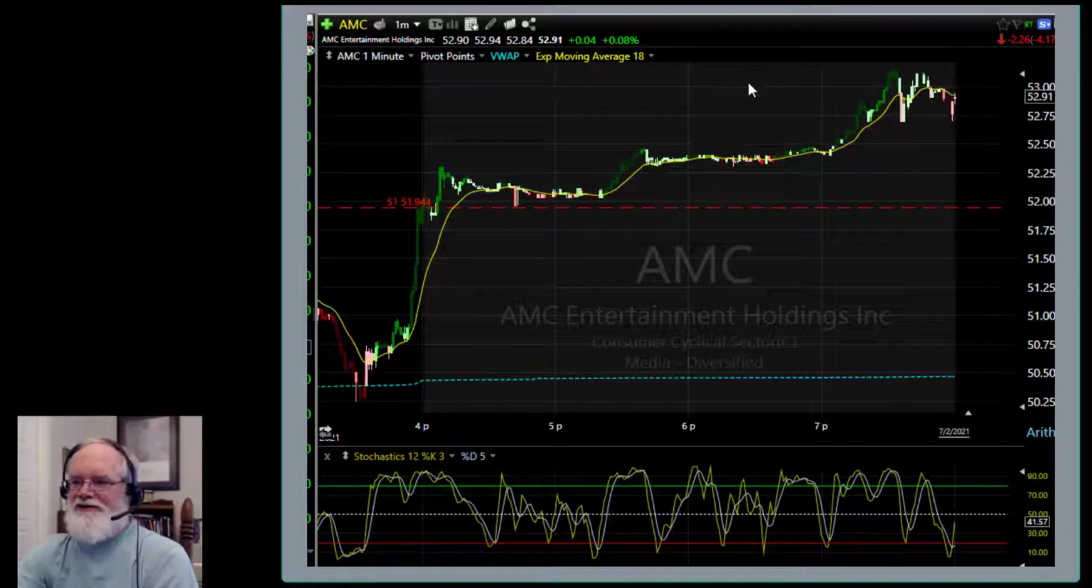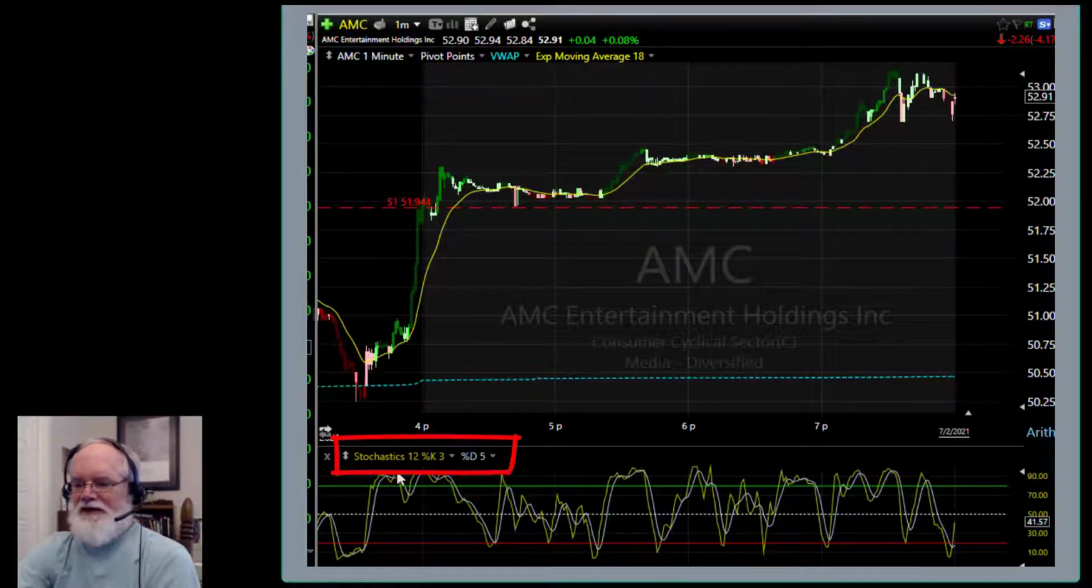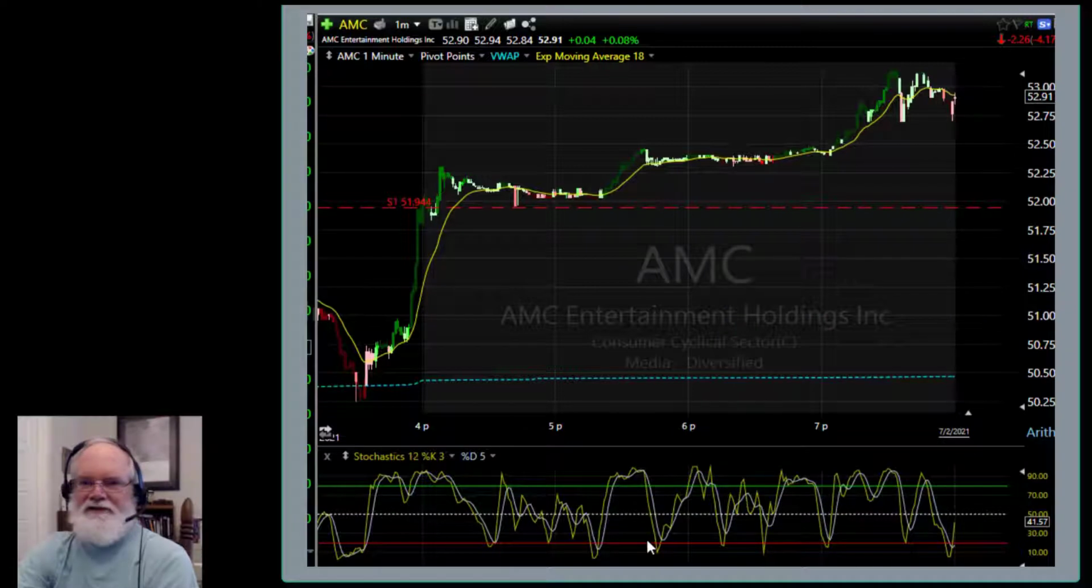On this chart here, this is a 1-minute chart of AMC, and I have just a couple of indicators up here on this top screen. I've got pivot points, I've got VWAP, and I've got an exponential moving average of 18. Down here on the bottom, I've got Stochastics with just the default settings, as you can see there. On the Stochastics, I have green set at 80, a dashed line set at 0, and a red line set at 20. Alright, so that's the basic chart setup for the 1-minute chart.